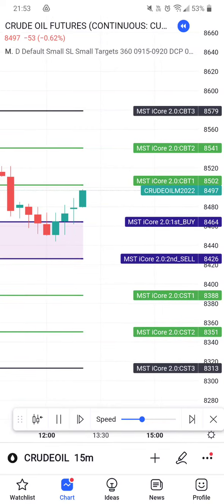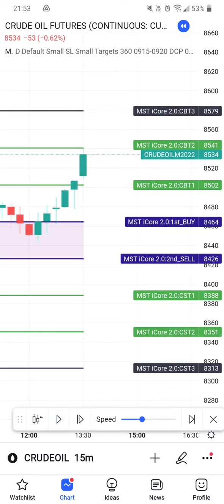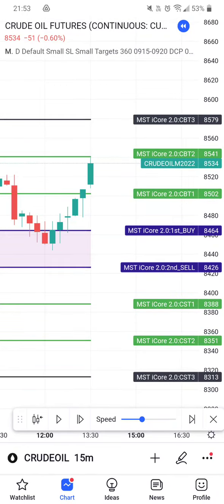It is going back, nearing the target. Yeah, first target has been hit. That's all. So if you want, you can exit from the market. Otherwise, you can hold for more profit by revising the stop loss. Otherwise, you can take 3 lots initially. So you can book the first lot at the first target, second lot at the second target, and third lot at the third target. It is up to you.